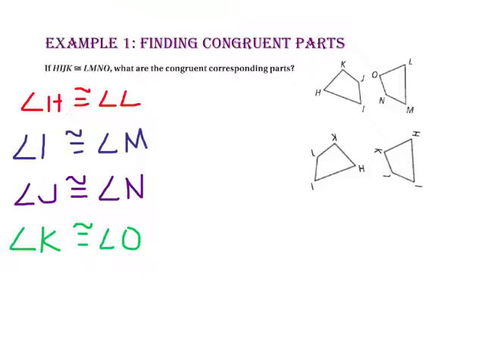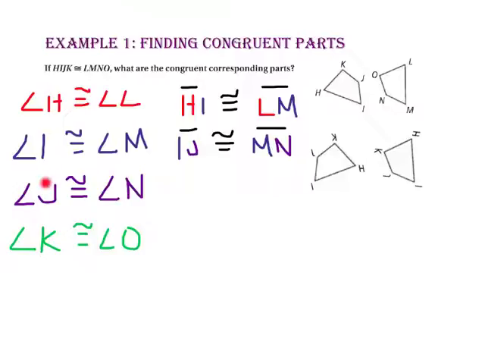Now, let's use our congruent corresponding angles to help us write a list of our congruent corresponding sides. H and I are my first two letters, and L and M are my first two letters. So side HI will be congruent to side LM. Since I and J are my second two letters, and M and N are my second two letters, side IJ will be congruent to side MN.